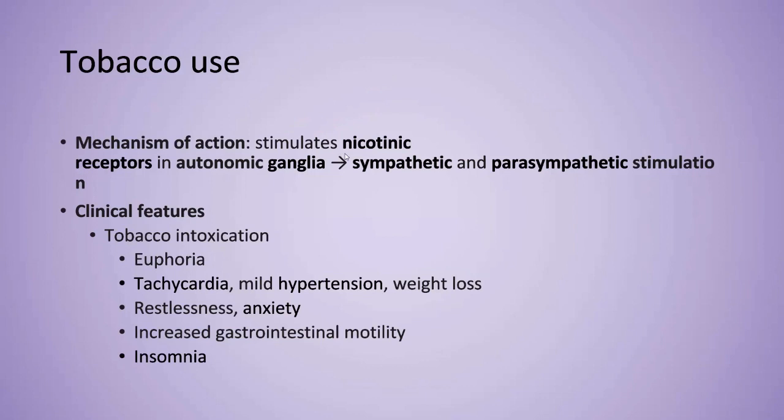So this is our last stimulant, okay? So tobacco use, obviously it stimulates the nicotinic receptors in the autonomic ganglia, causing both sympathetic and parasympathetic stimulation. You get tachycardia, mild hypertension, you can have weight loss, restlessness, anxiety, insomnia, increased GI motility. I've never really seen many questions on this tobacco use, honestly. But for the sake of completion, it's like the last stimulant. So we should mention it here.